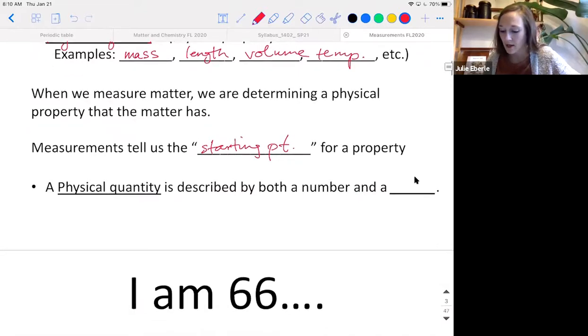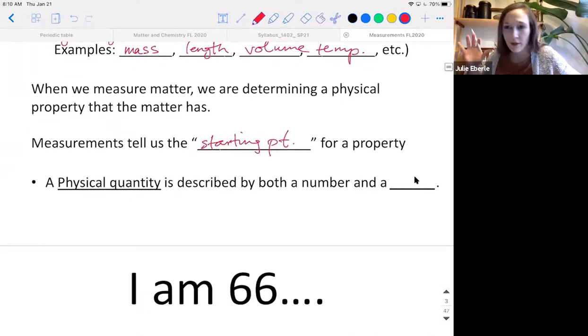Okay, now physical quantities, the most important thing I'm going to say on this whole slide is next. It is described by both a number and a, guess what? Anybody can guess what we're going to write in the blank? A number and a unit. Yes, someone wrote it in the chat.